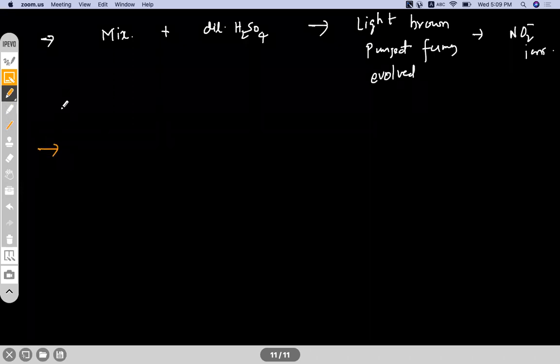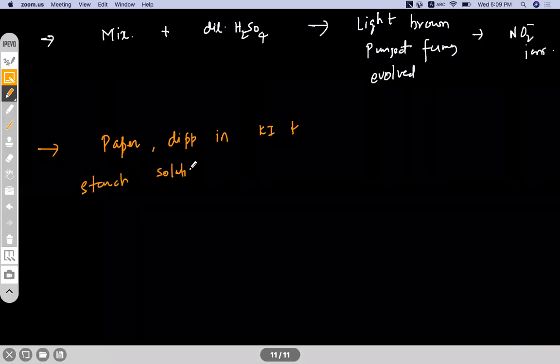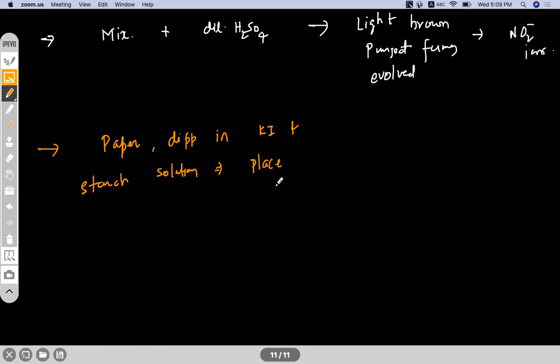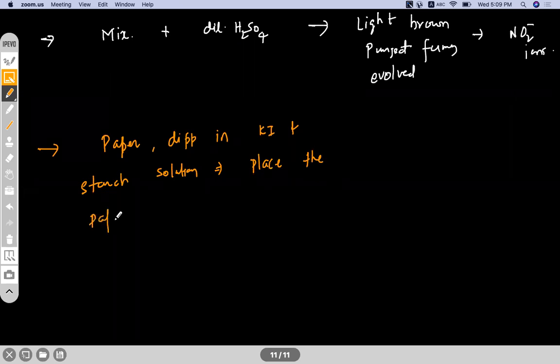Like I said, we have other methods also. Easier method is what? We'll take a paper. This paper will be dipped in KI and starch solution, and after dipping this into the solution, we place the paper at the mouth of the test tube.